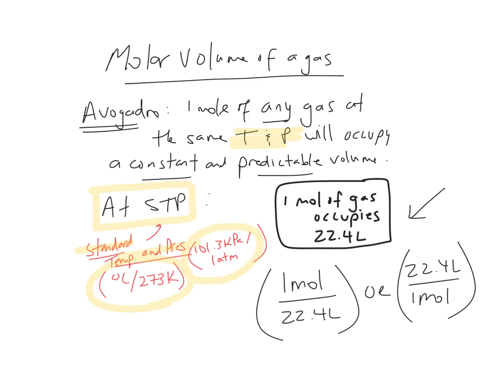So that's roughly the size of a box that you could hold in front of you. Okay, so 1 mole of gas, 6.02 times 10 to the 23 gas particles, will occupy a volume of 22.4 liters at standard temperature and pressure. So the way you use that is as one of these conversion factors, either 1 mole over 22.4 liters or 22.4 liters per mole.